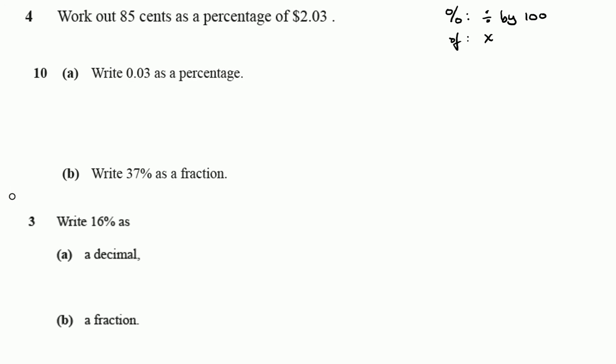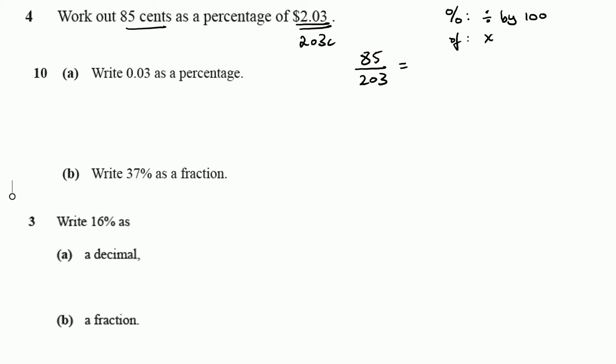Work out 85 cents as a percentage of $2.03. The first thing we need to notice about this is we have a units problem. This thing is in cents over here, and this thing is in dollars, so I'm going to convert this to 203 cents to go with the 85 cents. Now, a percentage is just a fraction out of 100. So if I start off by writing 85 over 203, I've written 85 as a fraction of 203.